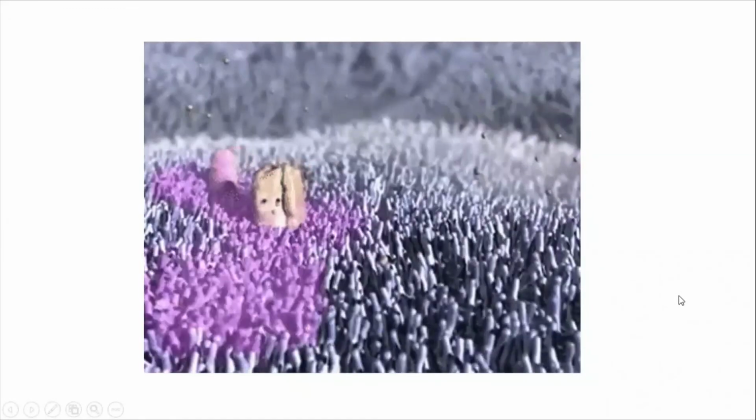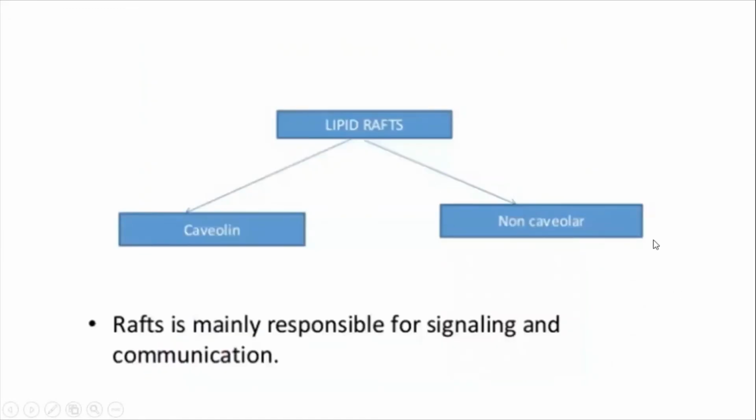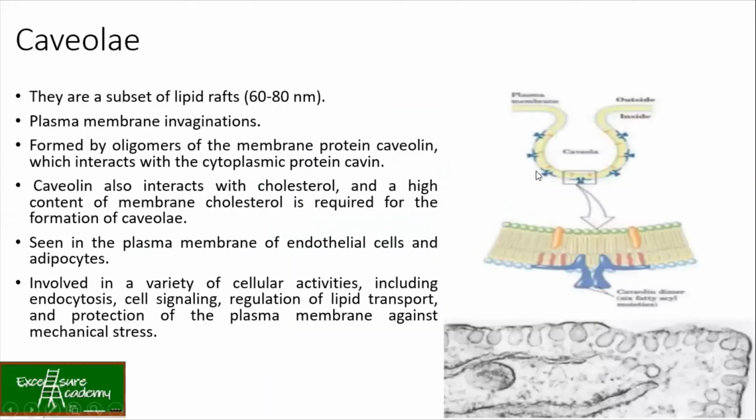Yes, ma'am. Okay. Now lipid rafts are of two types, made up of caveolin and non-caveolar. So what are these? These are the proteins again. Okay? Caveolae and non-caveolar, meaning there, no protein is required.